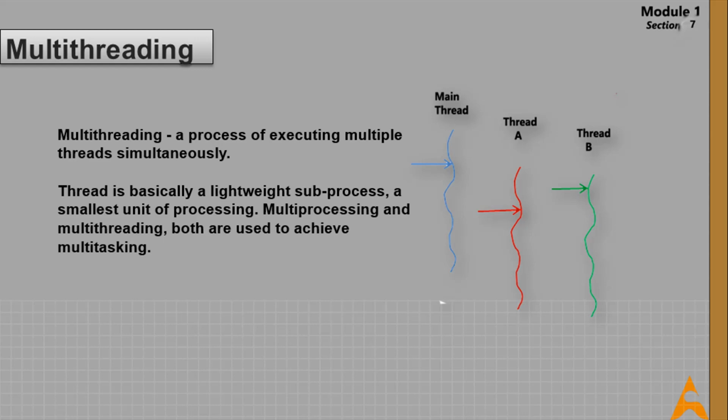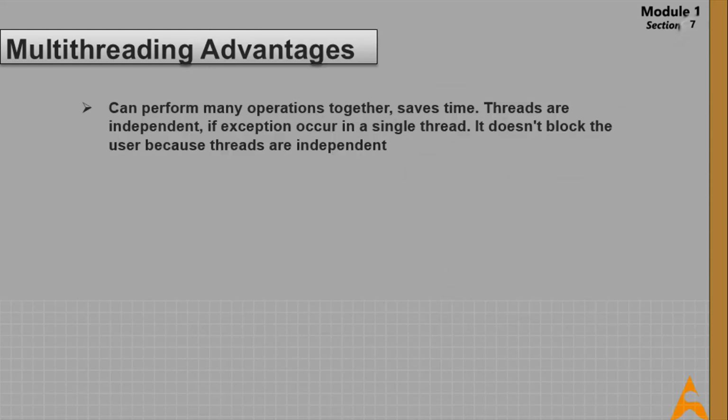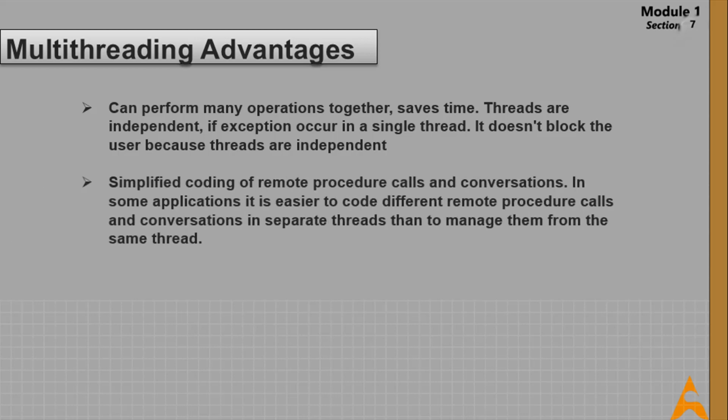So what are the advantages of multithreading in Java? A thread can perform many operations together, which saves time. Threads are independent, so if an exception occurs in a single thread, it doesn't block the user. It has simplified coding of remote procedure calls and conversations. In some applications it is easier to code different remote procedure calls and conversations in separate threads than to manage them from the same thread.